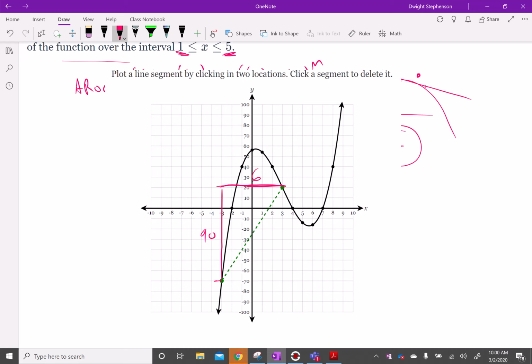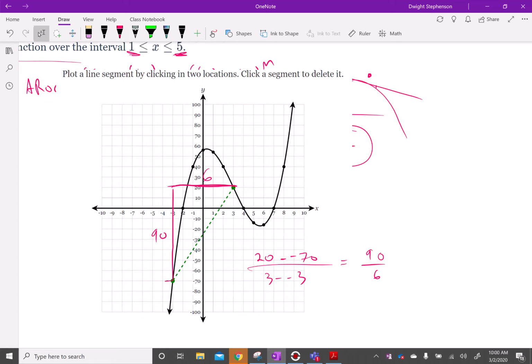Another way I could have found that is I could have done 20 minus negative 70 over 3 minus negative 3, right? And that would give me 90 over 6, right? So our rate of change is 90 over 6, which simplified, let's see, divide by 3 and you get 30 over 2, so you get 15. So the rate of change, the slope of this line is 15, right?